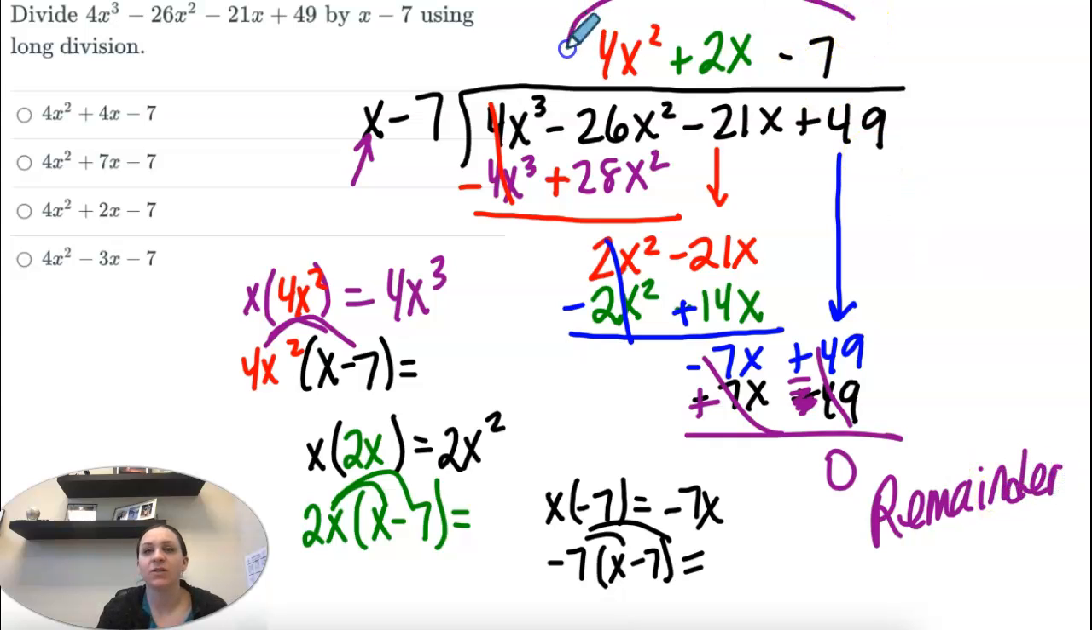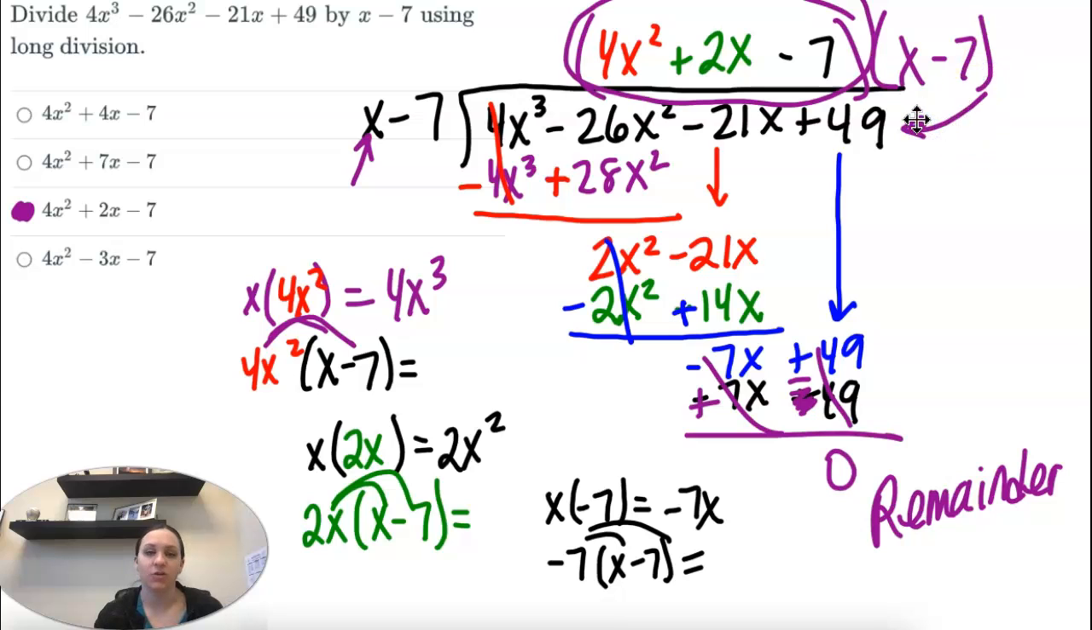So 4x squared plus 2x minus 7 times x minus 7 gives us that polynomial. That's what we just found out.